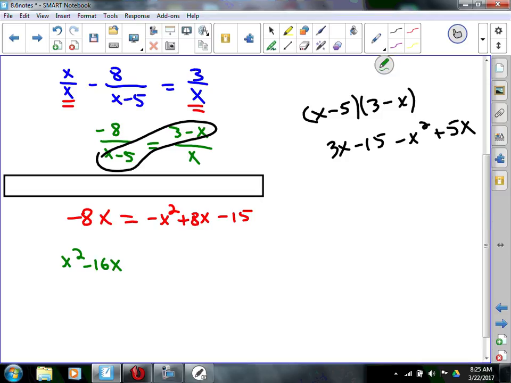Minus 16x, and then plus 15 equals 0. I've got to solve a quadratic equation. Maybe I should take the square root like that. Can I do that? Just take the square root of those first two terms and get x minus 4.